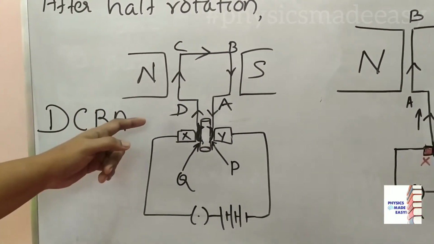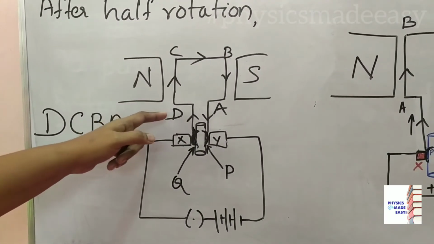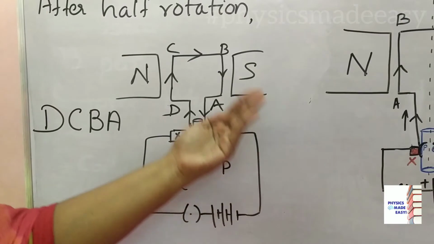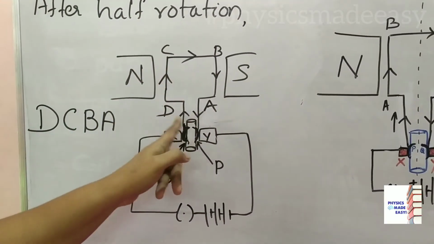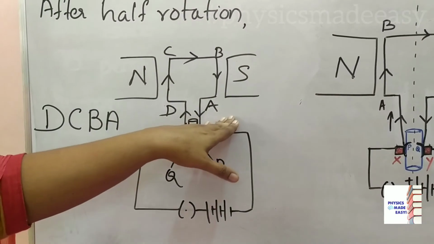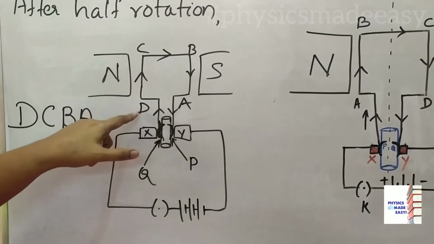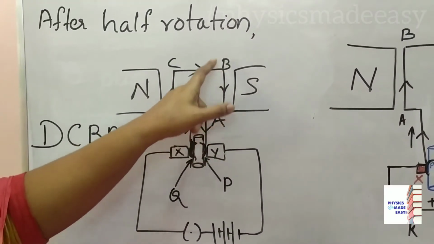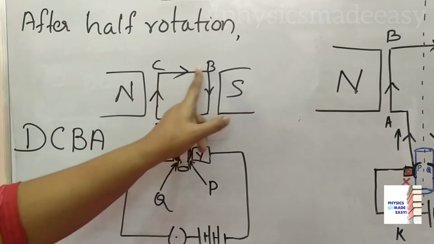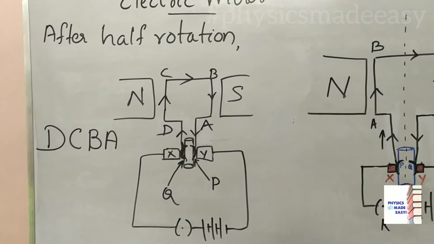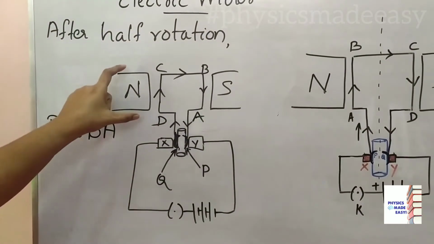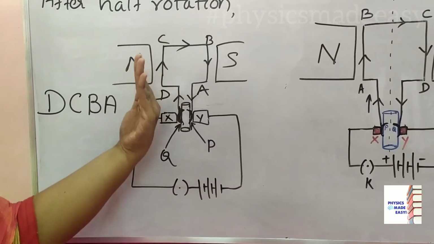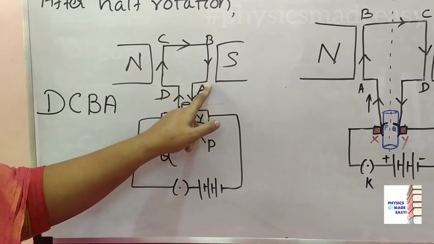Then what will happen? Due to the force, CD pushes down and AB pushes up. You know, a current carrying conductor placed in a magnetic field experiences a force. Here the direction of current in CD is from D to C, and in AB it is from B to A. Comparing CD and BA, the direction of current is opposite. So due to the force, CD will push downwards and AB will push upwards.